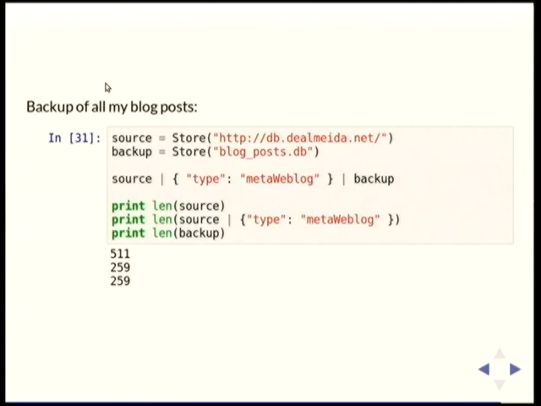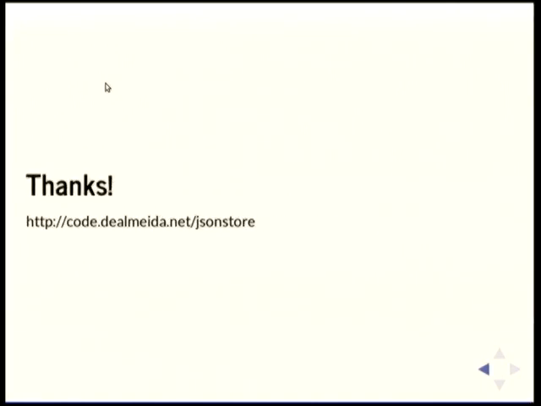Finally, Posterous is closing down. I had all my blog posts on Posterous, but I had the insight of putting a webhook that added all my posts to a JSON store that I have running on db.thealmeida.net. With this, I can simply do a backup of my Posterous posts to a local file. This is the address. It's on Bitbucket, and it's also on PyPI, the Cheese Shop. If you want to hack, if you want to contribute, this is the address.